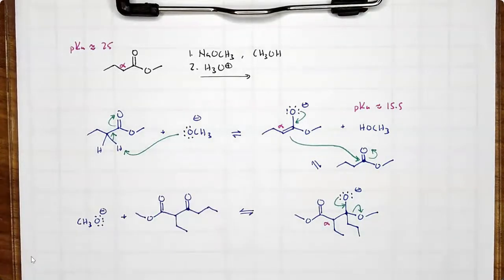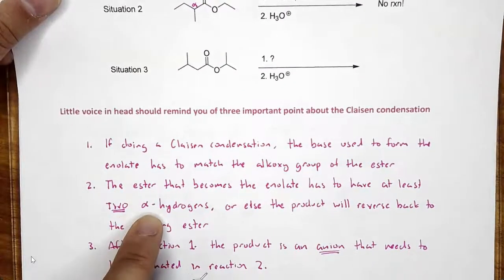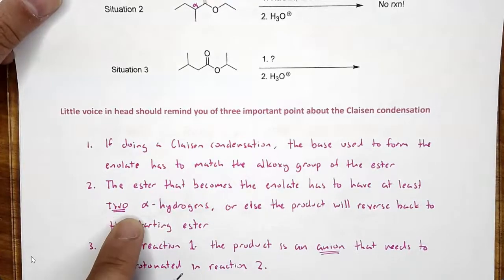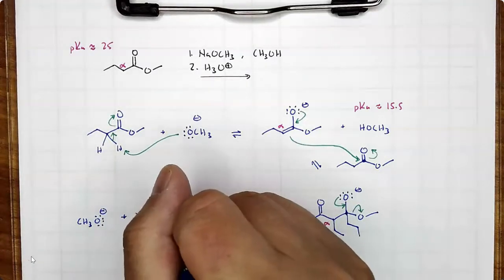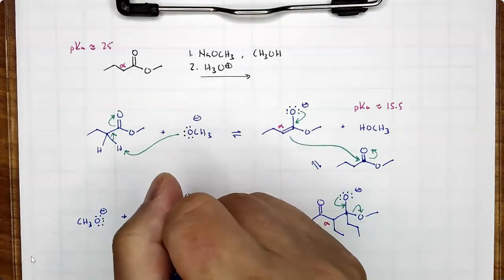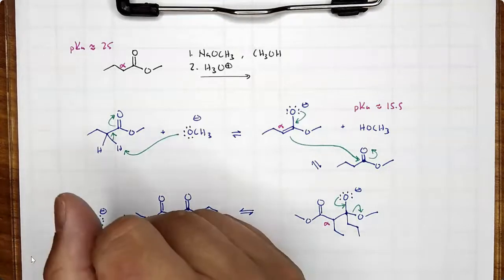Now here's where that rule comes into play, where we need an alpha hydrogen, an alpha carbon that has at least 2 hydrogens. We already stripped off 1 to make the enolate, that one there, but actually we need the second one right here to make the anion. Let me do that first, and then I'll explain what happens if we don't have that hydrogen.